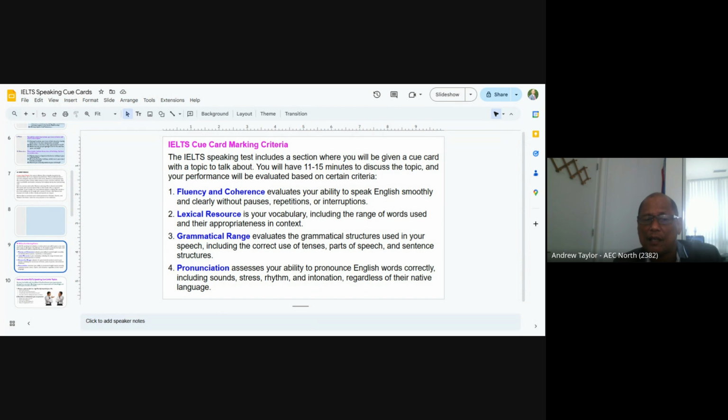So your speaking will be graded according to fluency and coherence. Fluency and coherence evaluates your ability to speak English smoothly, like no stammering, no stuttering. Your speaking is smooth and clear, without pauses. Clearly means your pronunciation. It doesn't have to be a perfect Canadian accent, but it has to be clear and you do not pause a lot.